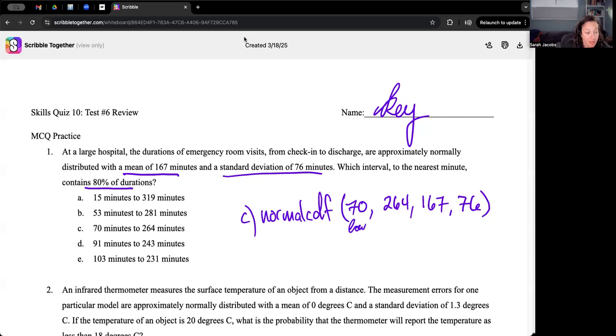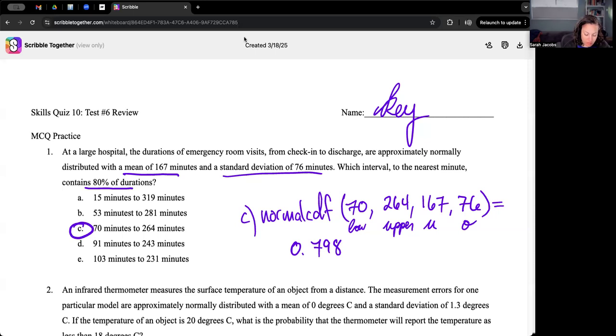Just because I'm such a maniac towards you, I will label my stuff. I'm not going to do the curve, though. And when we pop this in a calculator, what do we get? So we have 70, 264, 167, and 76. Okay, so this is 0.798. I'm going to say we're not going to get closer to 80%. So the answer here should be C.